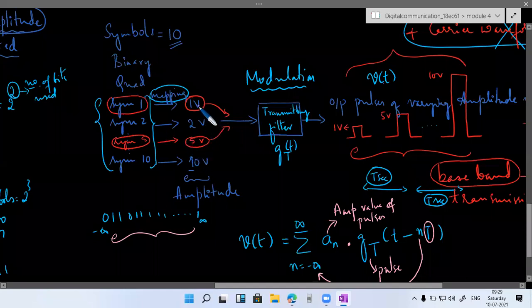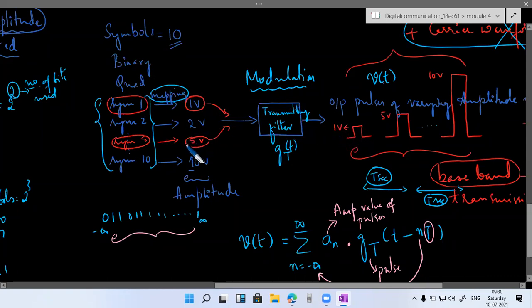Here we'll be feeding these amplitude values as input to this pulse generator, which we'll be calling the transmitting filter, associated with an impulse response of g subscript capital T of t. So this is the impulse response. If my input voltage is 1 volt, it will generate a pulse associated with an amplitude value equal to 1 volt.